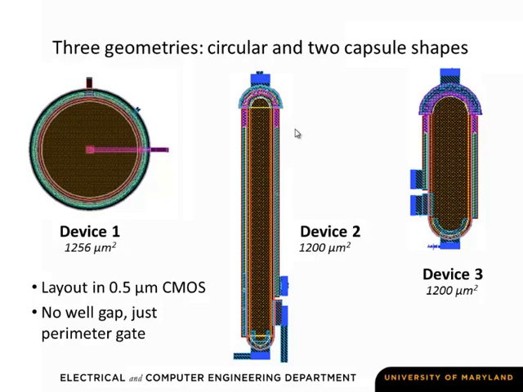So the three devices I'm going to talk about today are this classical SPAD design that we've seen, which is essentially what you've seen before, but without the end-well. So this is just the SPADs that we were looking at before, but we've stopped using the end-well because the polygate does it just as well. And then we have a couple of stretched geometries, both with a 1200 micron square area.